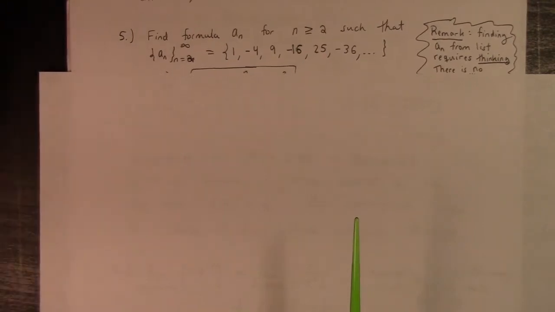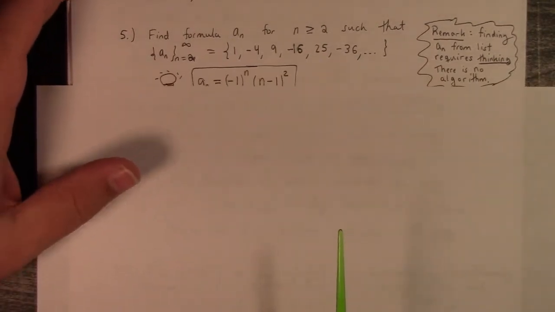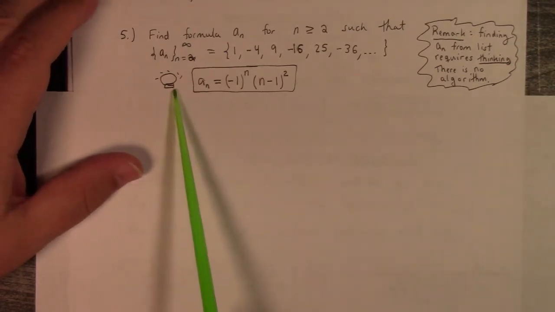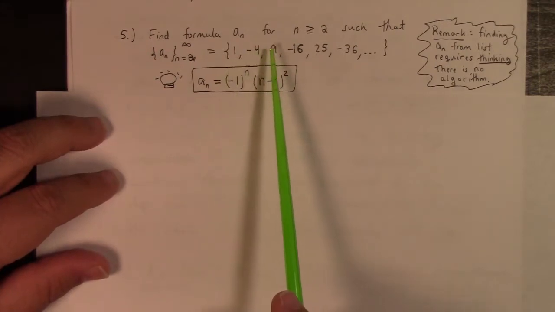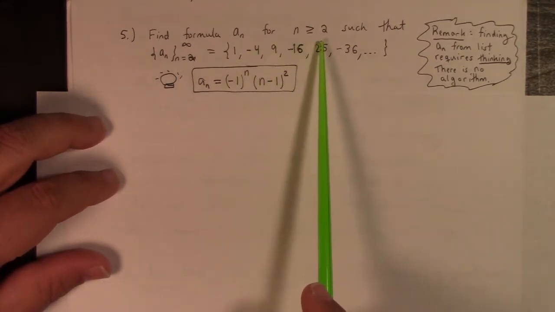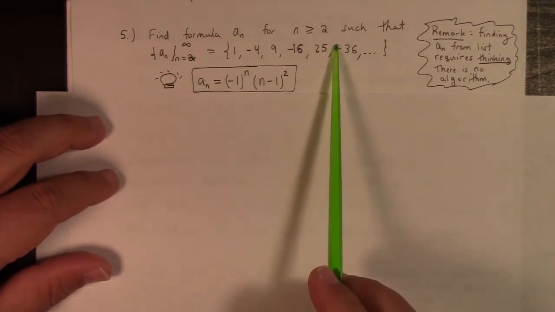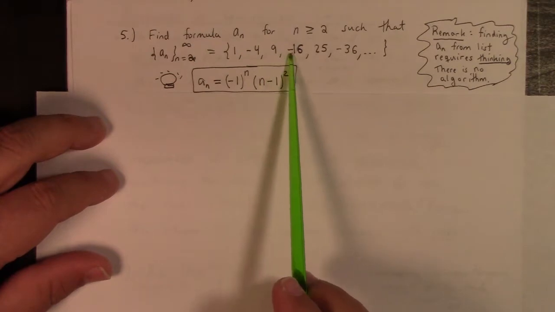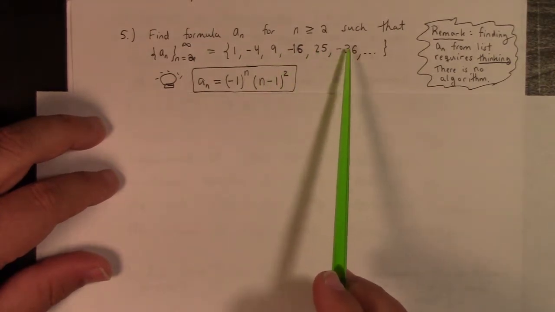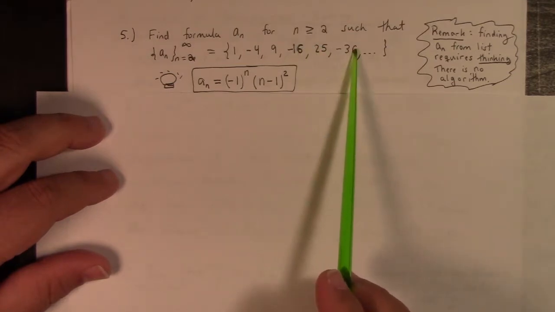Next up, find a formula for a sub n. Now, finding a formula means thinking. So here's my given list. You might wonder where it comes from. It came from the dark recesses of my imagination. That's it. It's not especially interesting, but there it is. 1, minus 4, 9, minus 16, 25, minus 36. See, so it's got that plus, minus thing going on.